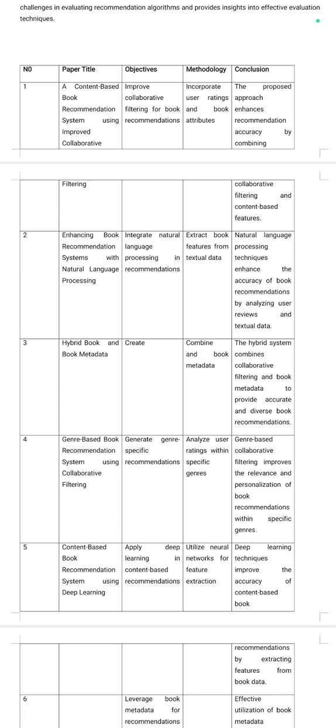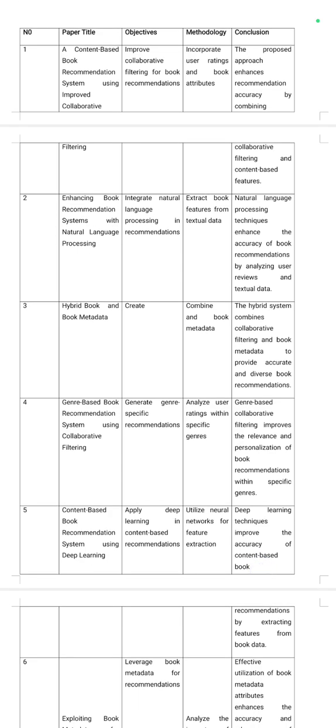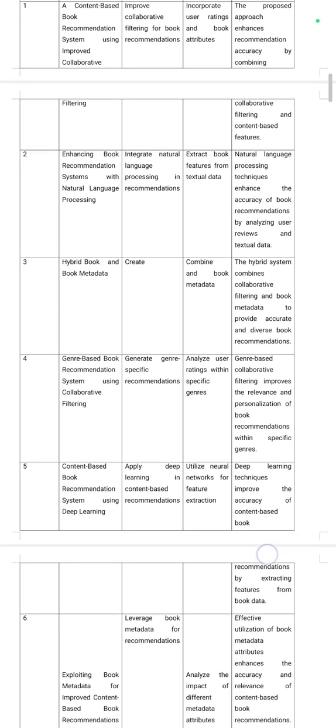Next is genre-specific book recommendation system using collaborative filtering. Generating specific recommendations by analyzing user ratings within a specific genre. Conclusion is genre-based collaborative filtering improves the relevance and personalization of book recommendations within the specific genre.